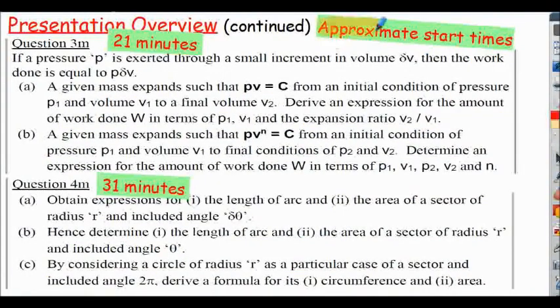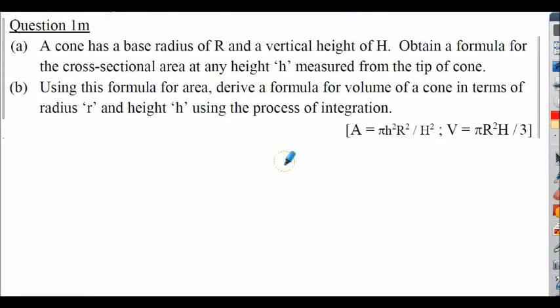And here are the approximate start times related to solutions to question 3m and question 4m. These are particularly difficult solutions and further hints are stated within the presentations. So let's now consider the solution to question 1m.